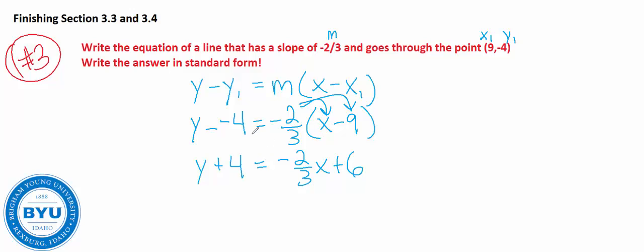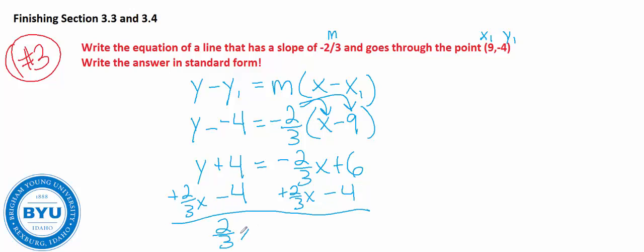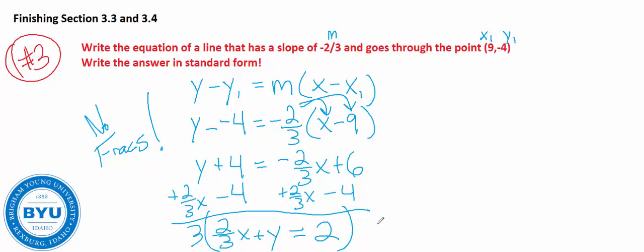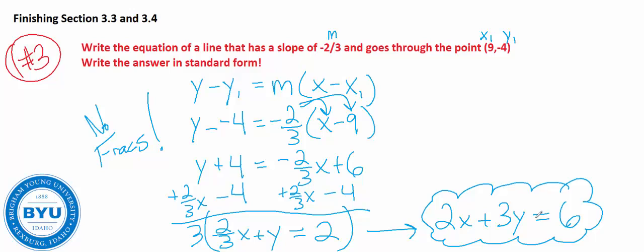I'm not done yet. I got to get it into standard form. So that means I got to get all my x's to the same side. So I'm going to go ahead and plus 2/3 x to both sides and minus 4 to both sides. When I do that, I get 2/3 x plus y equals 2, because 6 minus 4 is 2. Okay, we're not quite done yet. Remember, you can't have fractions. No fractions allowed. So I'm going to go ahead and multiply everything by 3, the common denominator, and that gets me 2x plus 3y equals 6. There it is. How'd you do?